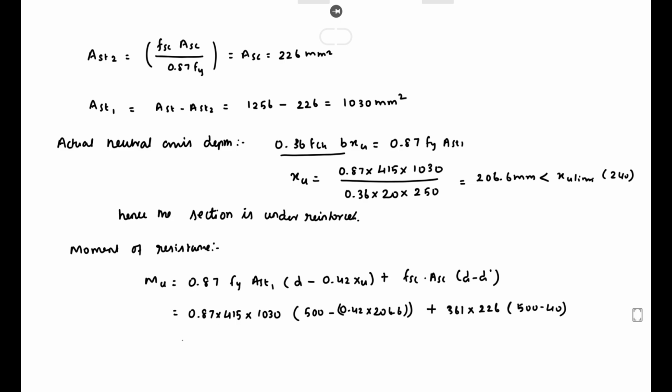Solving this we get the value of 191 into 10 power 6 Newton mm. Now we can convert into kilonewton meter, that is 191 kilonewton meter, by multiplying with 10 power minus 3 for Newton to kilonewton, and mm converted into meter is 10 power minus 3. So the moment of resistance is 191 kilonewton meter. This is the method we can solve the problem.